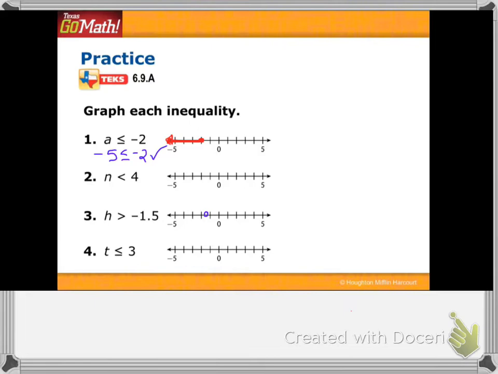And we know that h is greater than that. So I'm going to shade to the right and put my little arrow on here because it goes on and on forever and never stops. I'm going to use the number 3. Let's substitute that in for h. Is 3 greater than negative 1.5? Yes, it is. So I know my shading is correct.